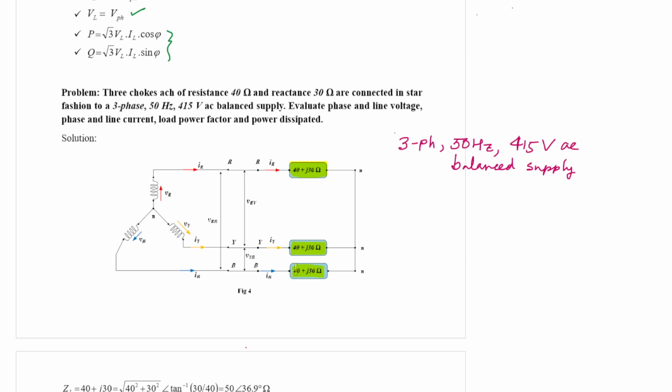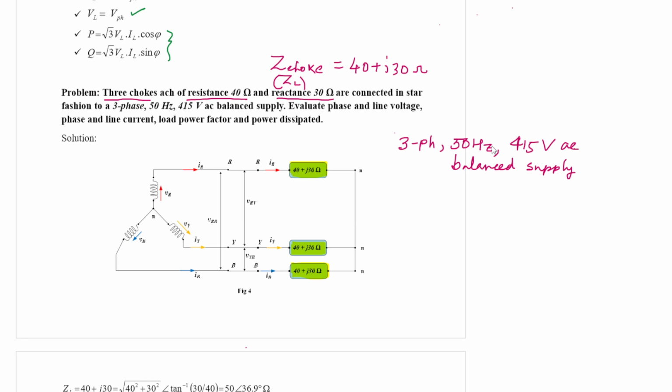So the impedance of the choke, there are three chokes connected at each phase. The impedance of the choke is 40 plus J 30 ohm. That means it has resistance value of 40 ohm and reactance value is 30 ohm. That is why we have written 40 plus J 30 ohm. Now Z choke can also be thought of as ZL, that means load. That means choke can be considered as a load.